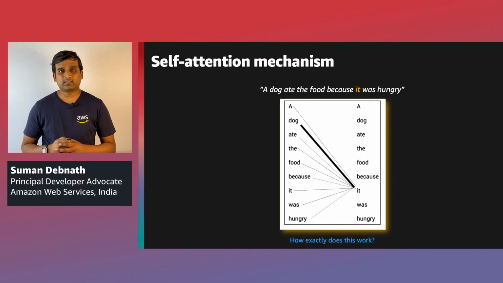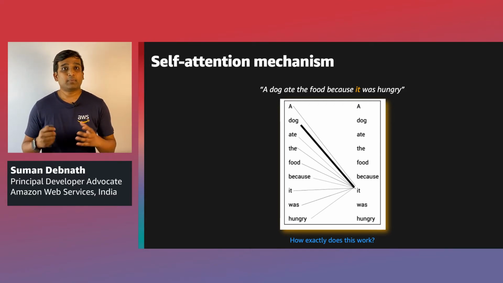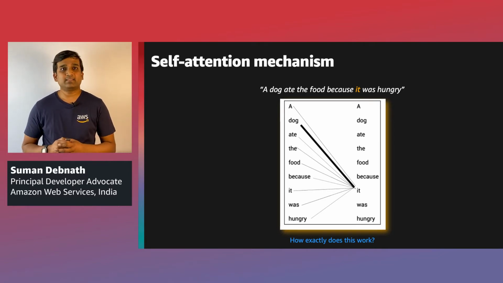Consider the following sentence. A dog ate the food because it was hungry. By reading this sentence, we can easily understand that the pronoun it refers to the dog and not to the food. But how does our model understand this? This is where the self-attention mechanism helps us. Because of self-attention, while computing the representation of each word, it relates each word to all other words in the sentence to understand more about that particular word. But how exactly does this work?